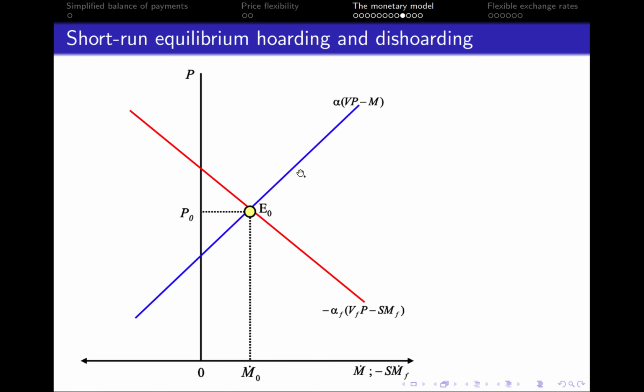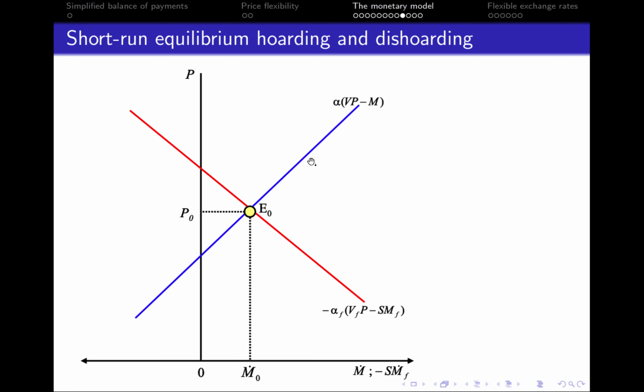lines. The first line you see over here, we will call hoarding. Why is this line called hoarding? Look, let's see what happens as the price level increases. When price level increases, money demand is higher than money supply. So, what is happening now? We've got people at home, agents at home, need to start hoarding money. They will do it by spending less income.